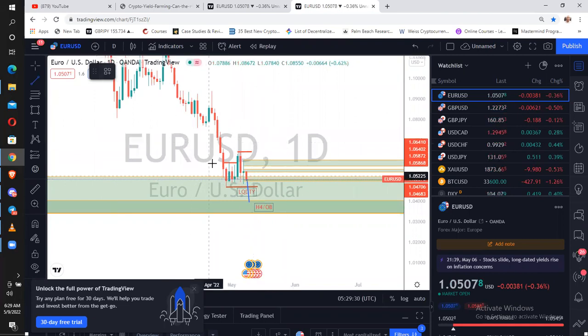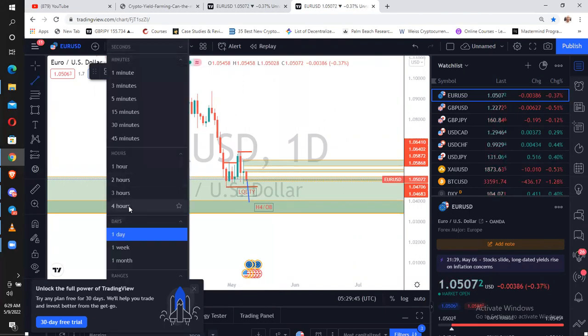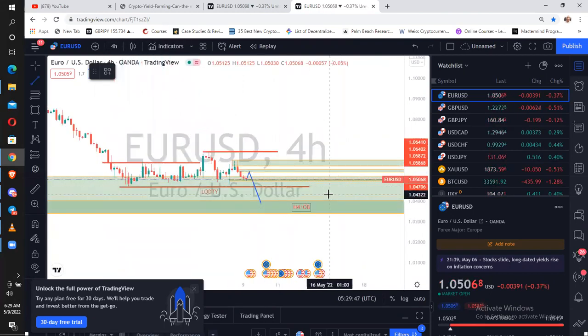So our bias 100% is down. But if there's any unprecedented news or something that made this market go up and close above this level, bridge this structure, then we can change our bias up. I hope that is clear.